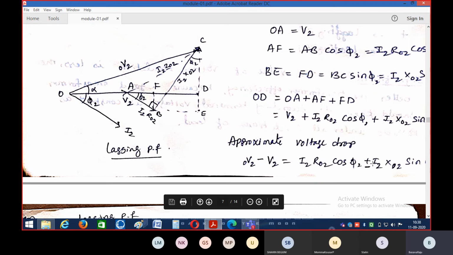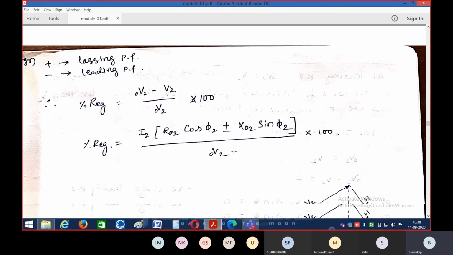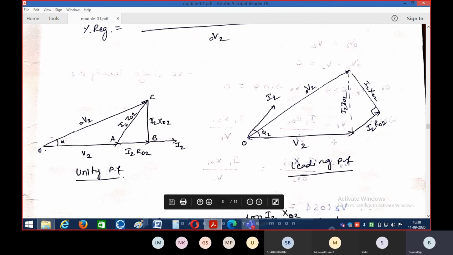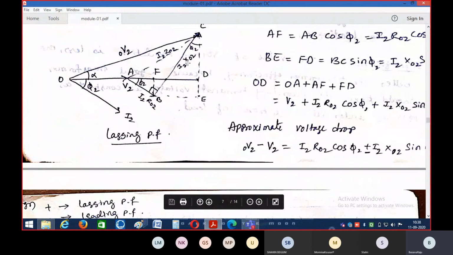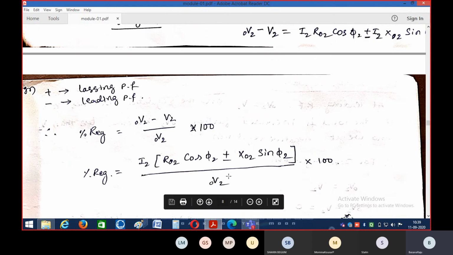Why have I represented this plus or minus? For lagging power factors we get a plus sign. For leading power factors we get a minus sign. So for leading power factors also, no need to draw the vector diagram, it is already there. So for leading power factors, V20 minus V2 gives a minus sign: I2 R02 cos phi 2 minus I2 X02 sin phi 2. Plus is used for lagging power factors, and minus sign is used for leading power factors.